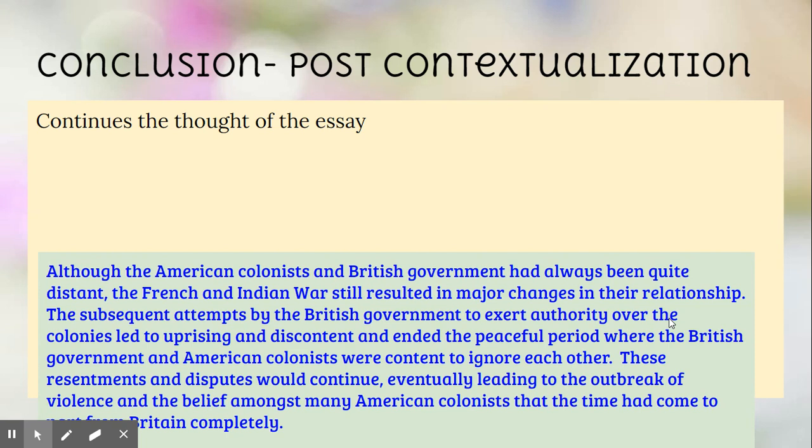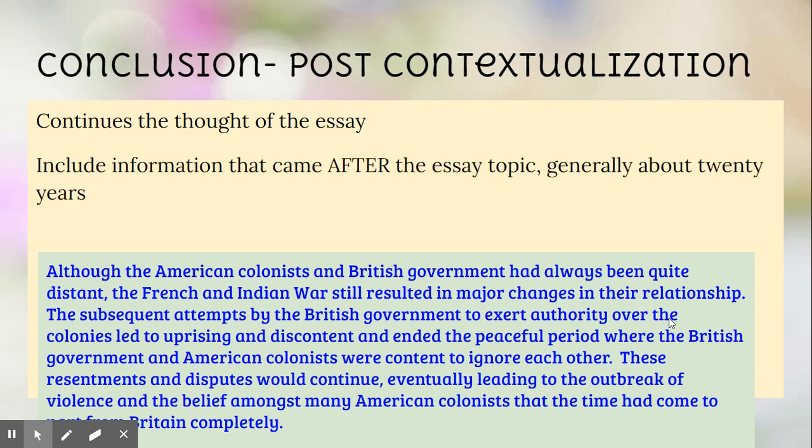That's sort of the opposite of contextualization. If contextualization was, here's the backstory, here's what happened before, now here's where we are, the post-contextualization is where we go next. So this continues the thought of the essay into the conclusion. It includes some information that comes after the essay topic, generally about 20 years. You could go a little further, but I would be careful about going any further beyond maybe 50 years or so.